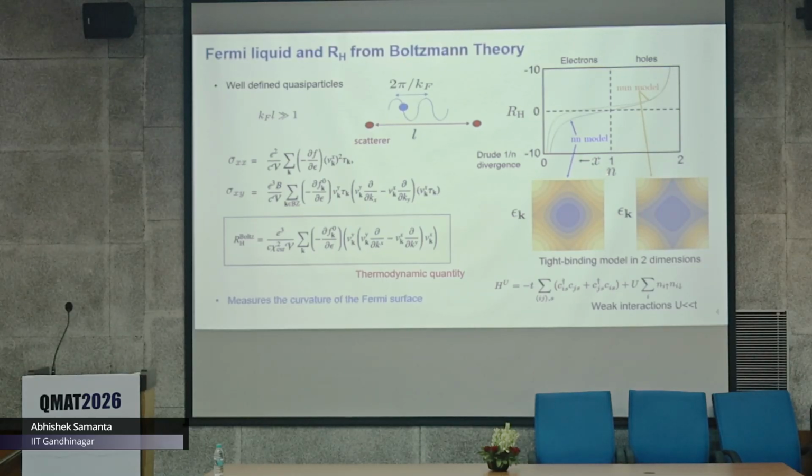Now when the filling is larger than 1, when n is greater than 1, you can see that the Fermi surfaces are hole-like here, so its curvature changes. Also here the Hall coefficient sign also changes and it becomes positive.